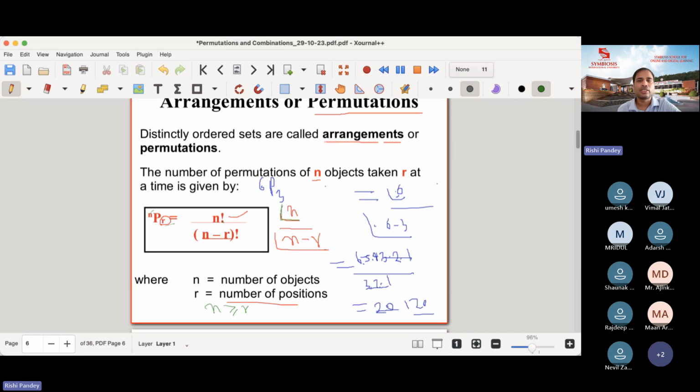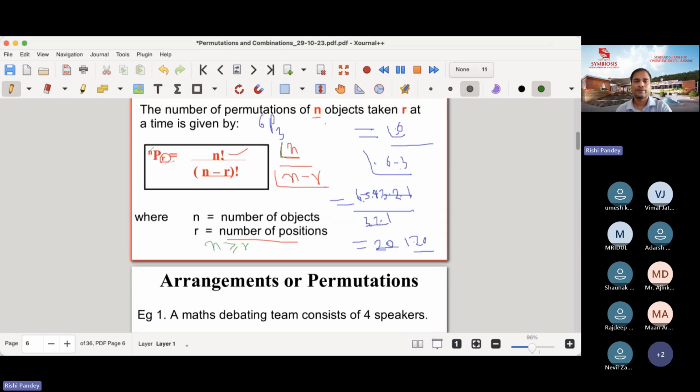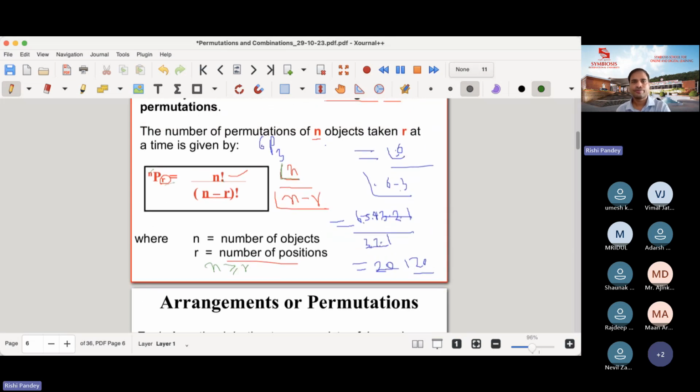Like 6P3. So factorial 6 upon factorial 6 minus 3. So what you should write? Factorial 6 is 6, 5, 4, 3, 2, 1 upon factorial 3, which is 3, 2, 1. So we can cancel 3, 2, 1 and we get 120. Please solve this calculation 6P3 on your copy, and we will write it this way: 6, then P, and then a small 3.